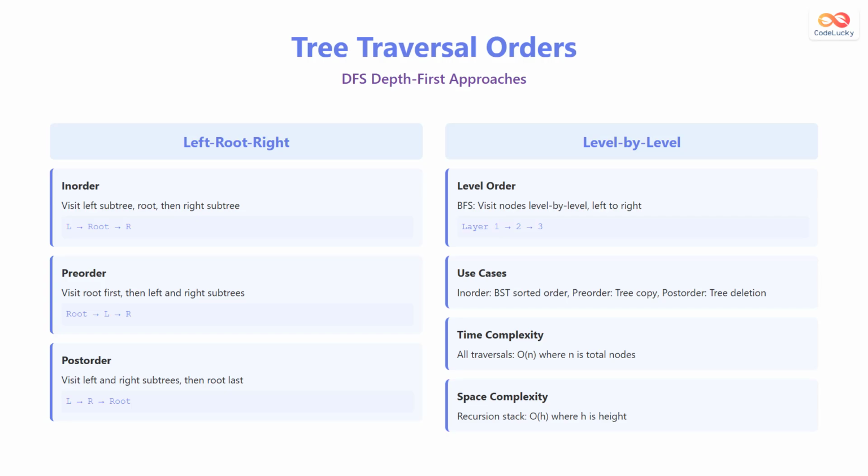There is also level order traversal, which is a breadth-first approach that visits nodes level by level from left to right. All of these traversals have a time complexity of O(n), where n is the total number of nodes, because we visit each node exactly once.